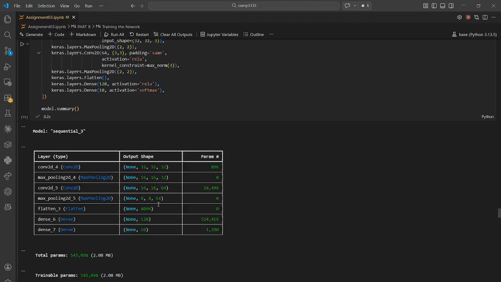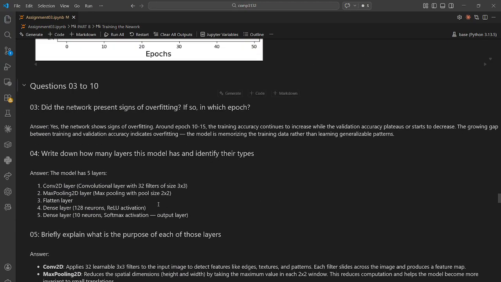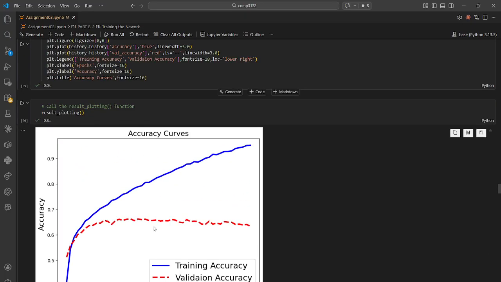Comparing the second accuracy plot to the first one, the deeper model achieves higher overall accuracy because the extra convolutional layer lets it learn more complex features. However, it also shows more overfitting. The gap between training and validation accuracy is larger because of the increased number of parameters.